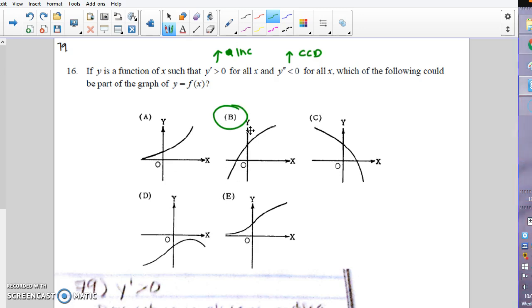This is a nice concave down shape. This looks more concave up. This is concave down, but it's decreasing. This is kind of concave down. You have some increasing and decreasing going on. This is always increasing, but you're not really getting that concavity that you're looking for.